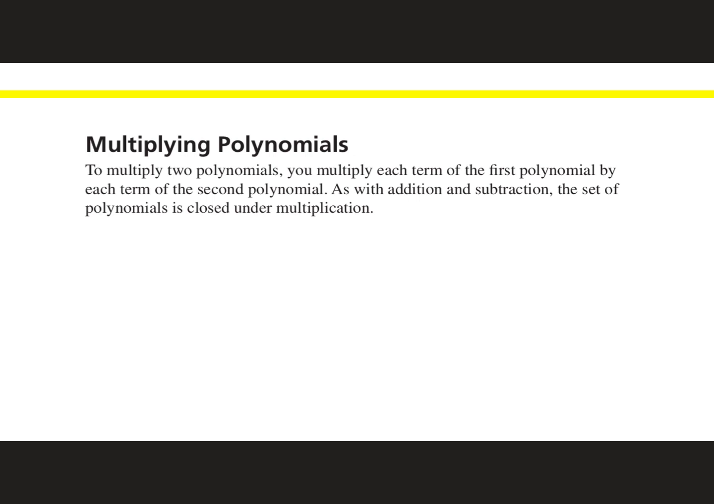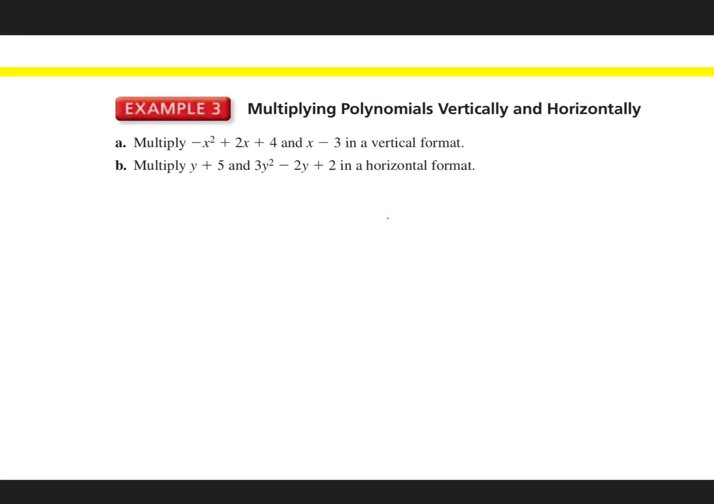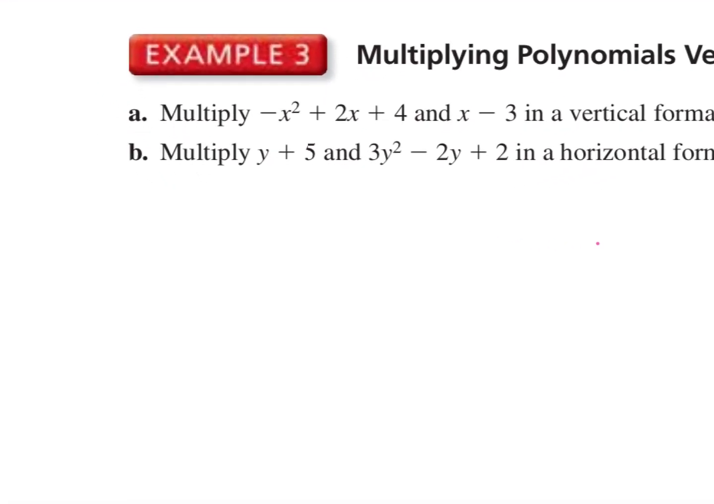All right, next we're going to be multiplying polynomials. So again, we can multiply in a vertical or horizontal format. I think horizontal is what we're used to, so I'm going to stick to the horizontal format. It's just like foiling, but if you have 3 terms, you just have to make sure everything in the first set of parentheses gets multiplied to everything in the second. So for A, we have negative x squared plus 2x plus 4 times x minus 3.